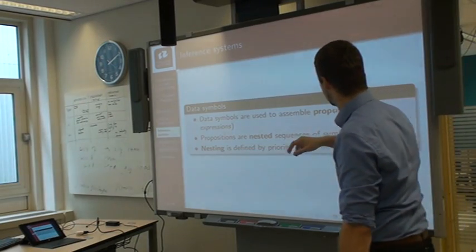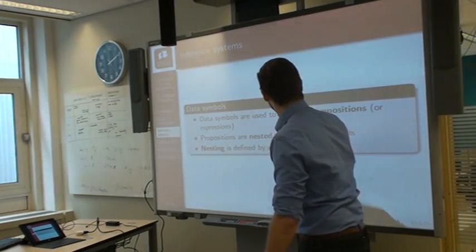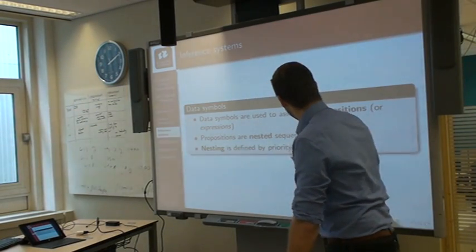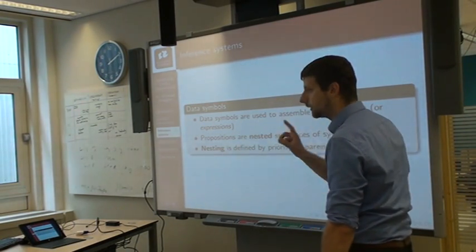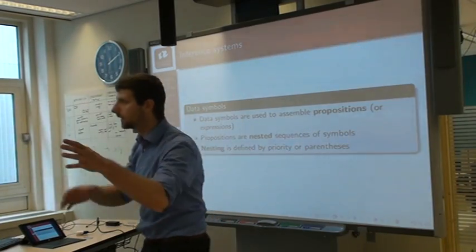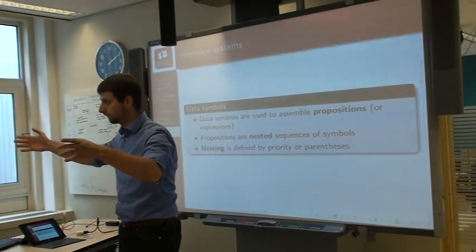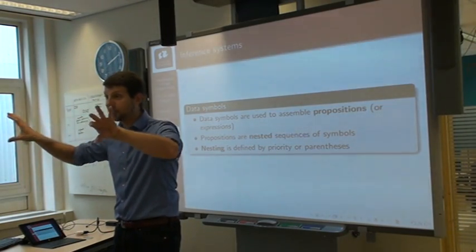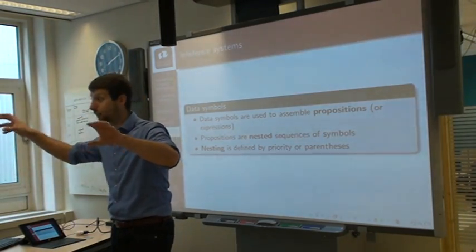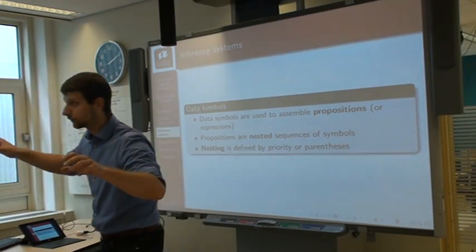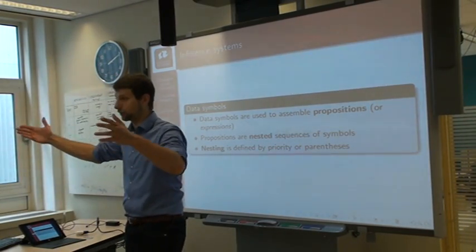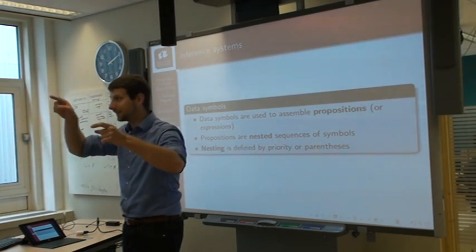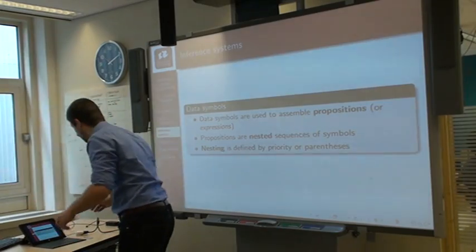call expressions. And propositions are nested sequences of symbols. And nesting is defined by either the priority of symbols or parentheses. Now what this means is that if you have an expression like 3 plus 5 times 2, what this actually is is an addition of 3 on one hand and 5 times 2 on the other, because times has higher priority than plus, right? So if you have 3 plus 5 times 2, they are not 5 symbols, they're actually a tree of symbols. I should be able to draw this.